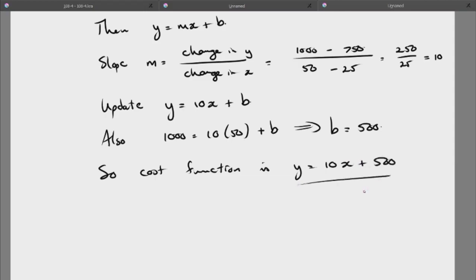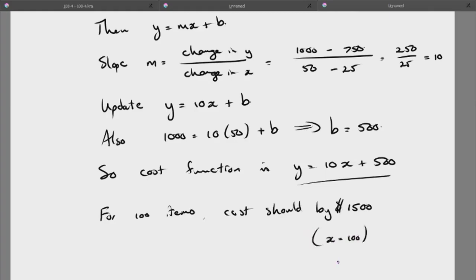And I can then use that. They are asking for the cost prediction according to this function when I have 100 items. For 100 items, the cost should be, what do we get here when I plug in 100? When I plug in 100 for x, set x equal to 100, then I have 1,000 plus 500, so 1,500.